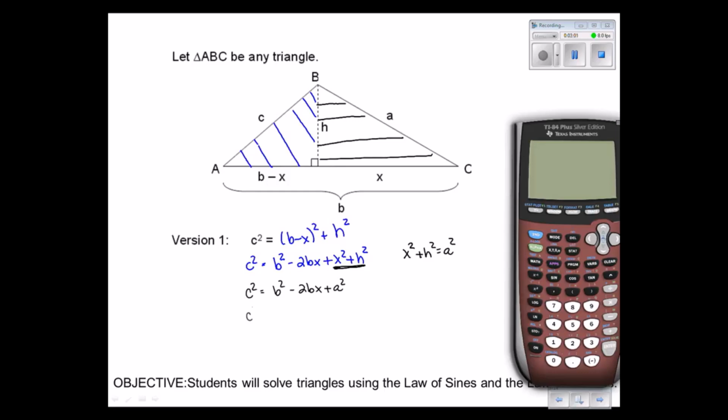I'm going to rearrange that just a little bit, putting the a squared in the front so that it's similar to what you see in the formula. So I've got c squared equals a squared plus b squared minus 2bx, and the x is the final thing that I want to get rid of. Using the same triangle on the right-hand side of your altitude h, I want to write a cosine ratio for angle C.